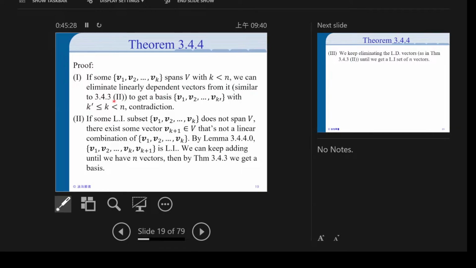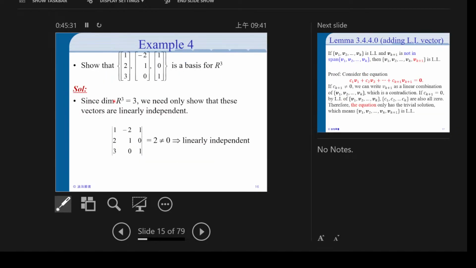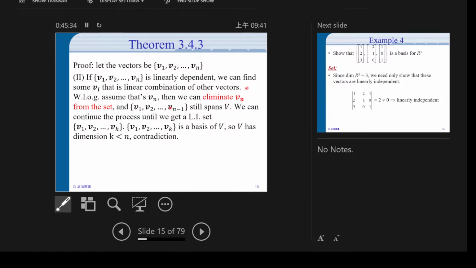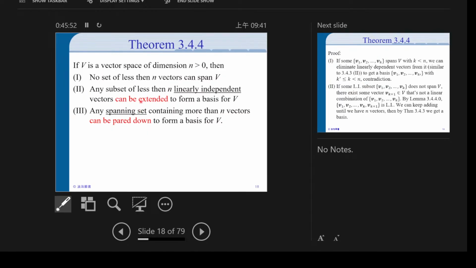And we can do it because we've already done it. So it's in this proof here. If our set is linearly dependent, then we can always find something that's a linear combination of others, and we can remove them, and they will still span the same set. So we can do this process over and over until we get a linearly independent set.